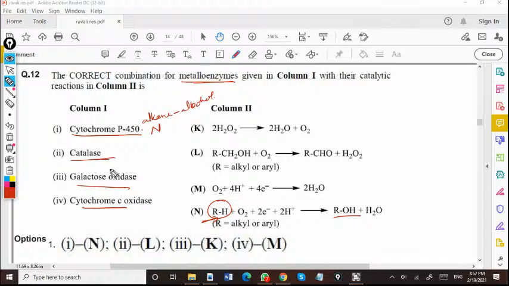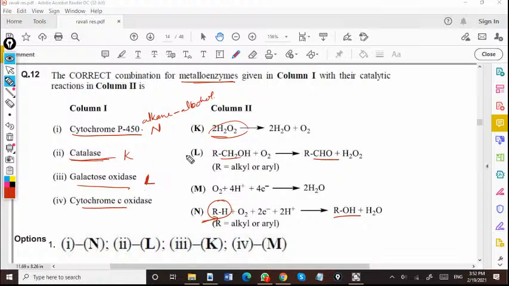Next, catalases can convert hydrogen peroxide into water, so K is the best suitability for this. Next, galactose oxidase will convert the alcohol into the aldehyde.